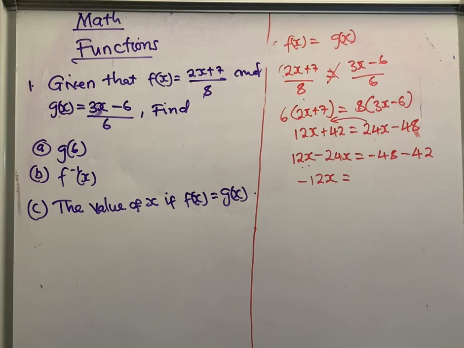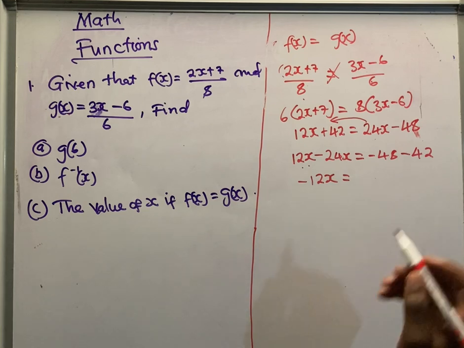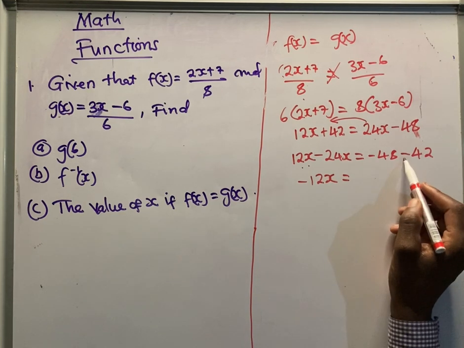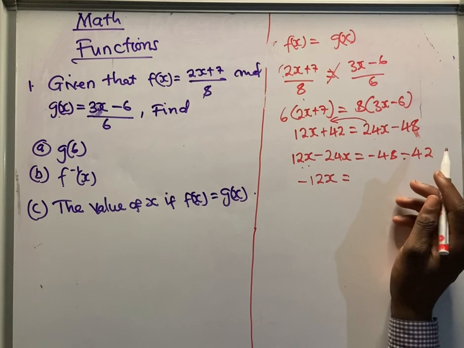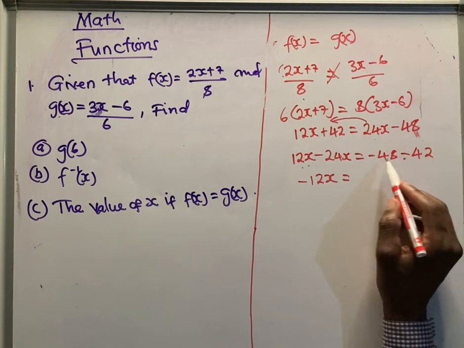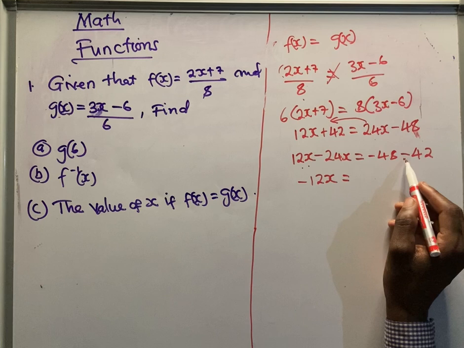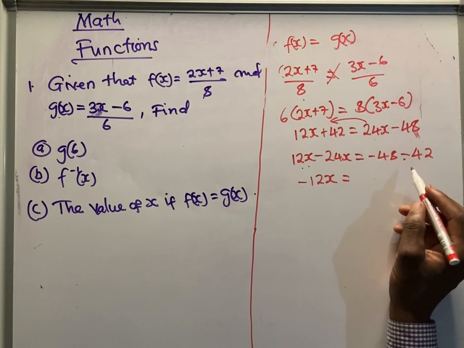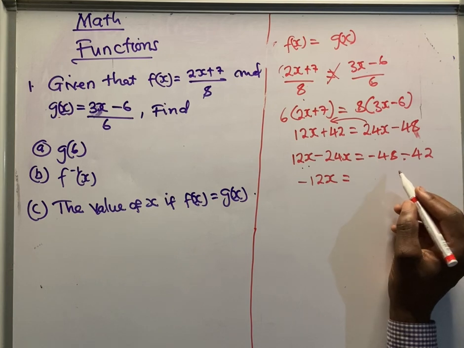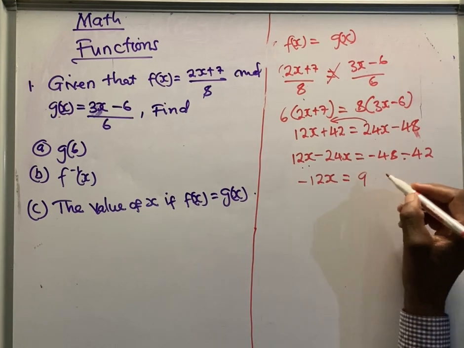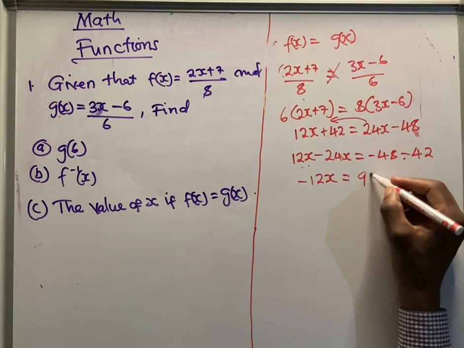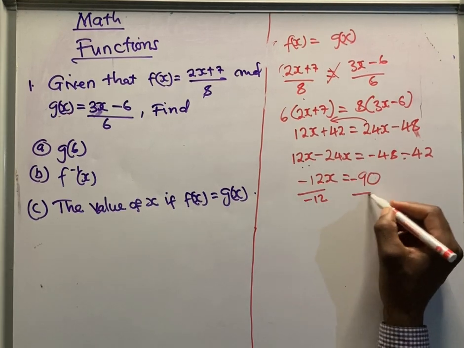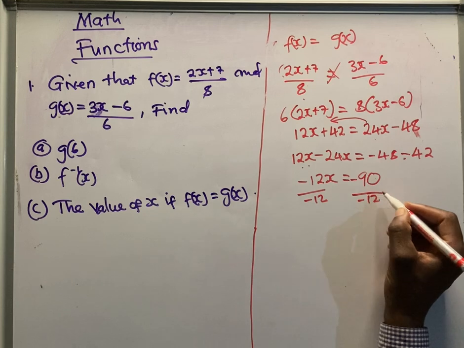Okay, so I'm adding this because they have the same signs. Negative, negative, you have to add, then you maintain the sign. So when you see two numbers which have the same signs, whether negative or positive, you always have to add and maintain the sign. So I'm going to get negative 90, divided by negative 12, divided by negative 12.